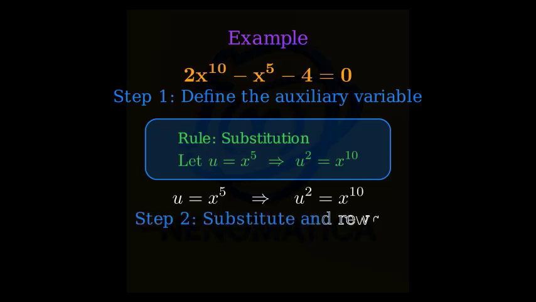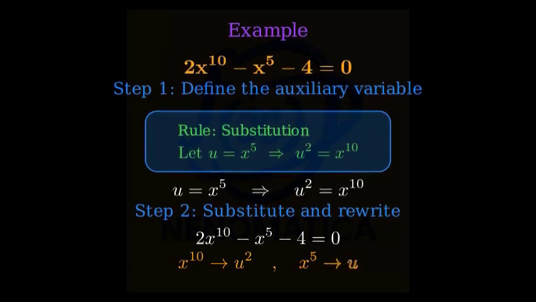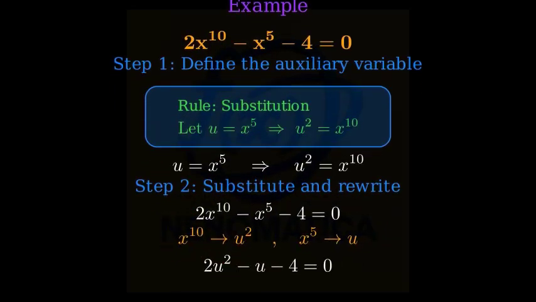Step 2. Substitute and rewrite. Replace x to the 10th by u squared and x to the 5th by u. The equation becomes 2u squared minus u minus 4 equals 0.